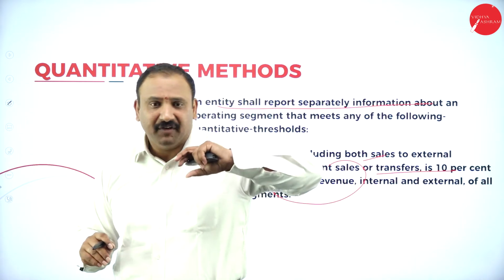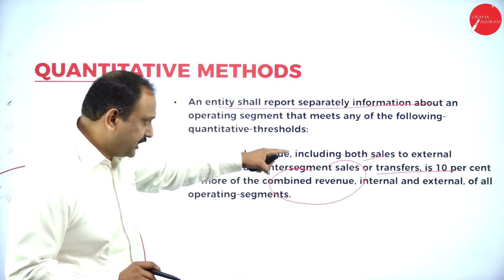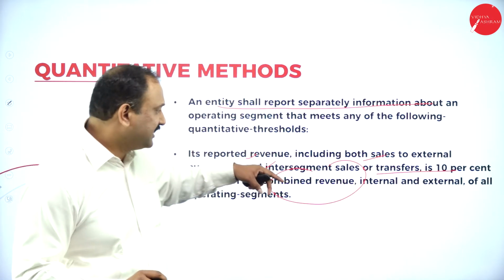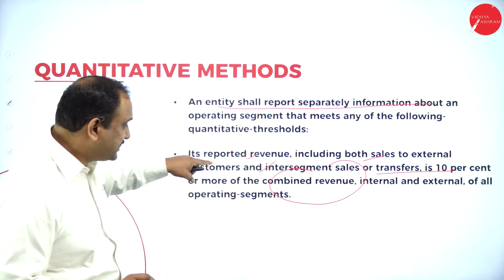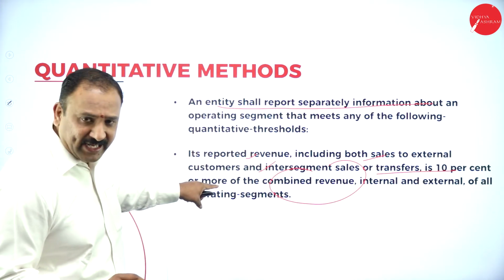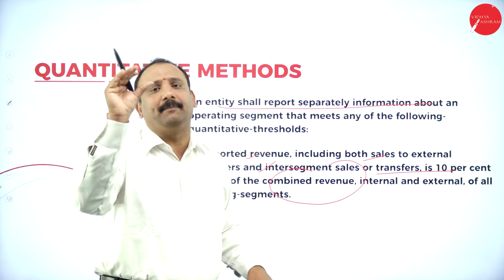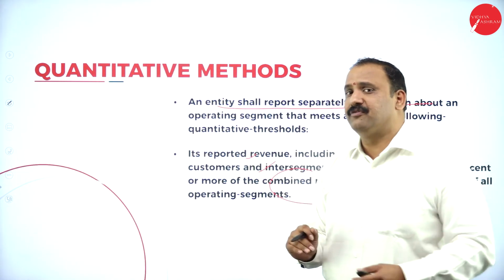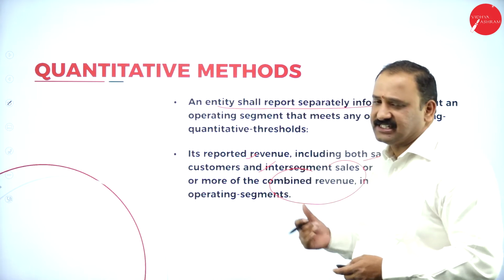So let's first look into the first part of the reporting segment. It says that the reported revenue, which includes both sales to external customers as well as inter-segment sales or transfers, is 10% or more of the combined revenue, internal and external, of the operating segments. So these are all the factors which have to be put together in order to report the revenue. That's where this becomes very, very important for us. So first we have to check the operating segment, and then start moving to that particular level.